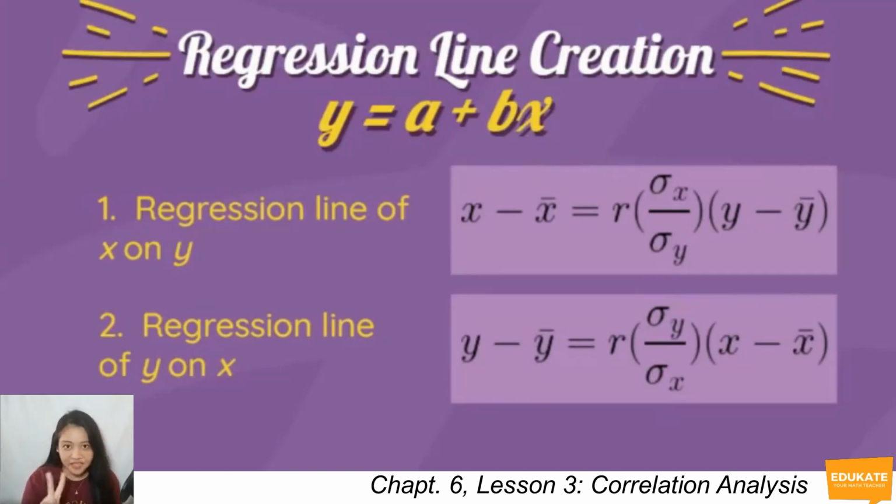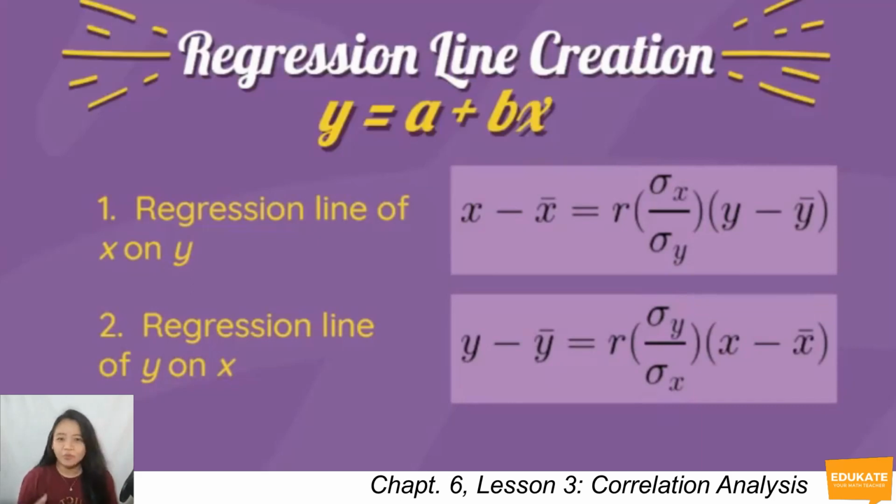Next, for the second line, y minus the mean of y equals R, the Pearson R from your correlation analysis, multiplied by the standard deviation of y divided by the standard deviation of x, multiplied again by x minus the mean of x.